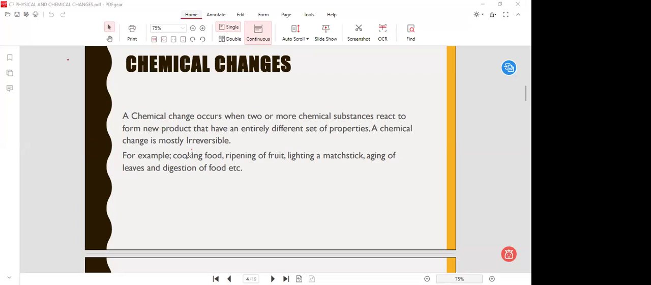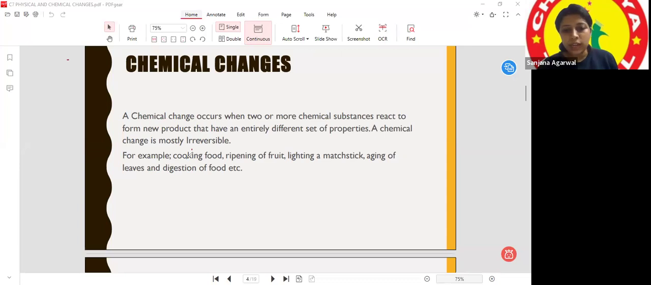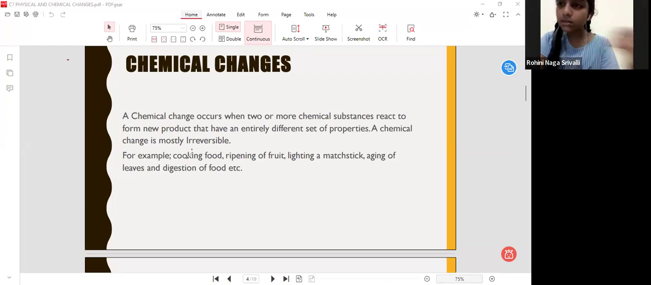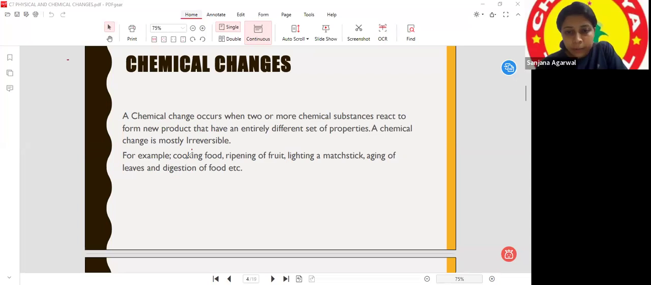Okay, ma'am. Please note down the next difference, one last difference. Physical, write down in physical: physical changes have no effect on chemical bonds of molecules of a substance. Ma'am, can you repeat? Physical changes have no effect on the chemical bonds of molecules of a substance.